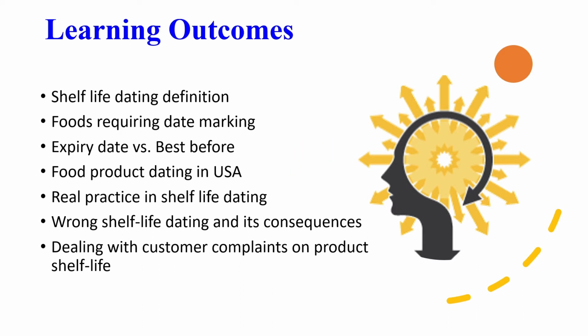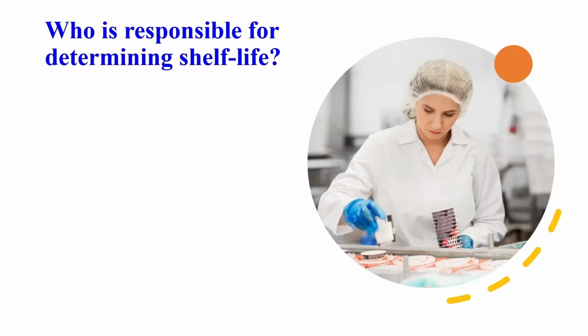So let's continue. After talking about a few types of date markings, who is responsible for determining the shelf life of food? The first one, the manufacturers. So we can't run away. The manufacturers need to choose which type of date marking should be embossed on the food package.